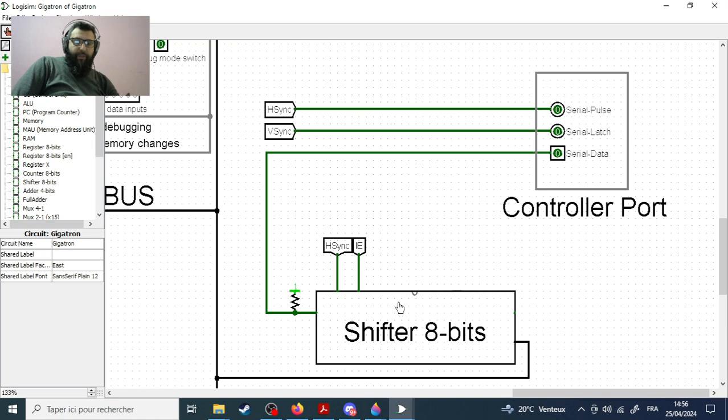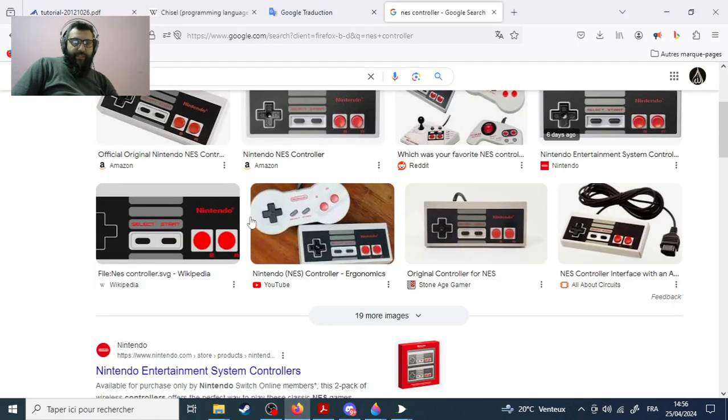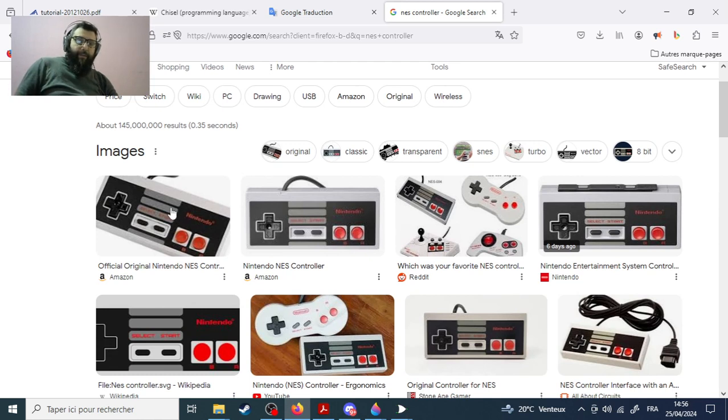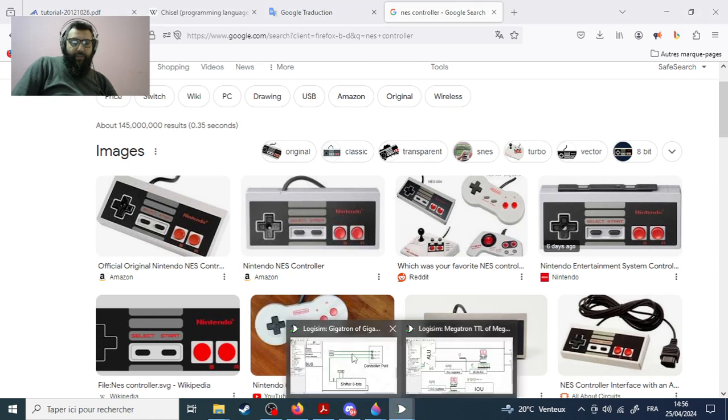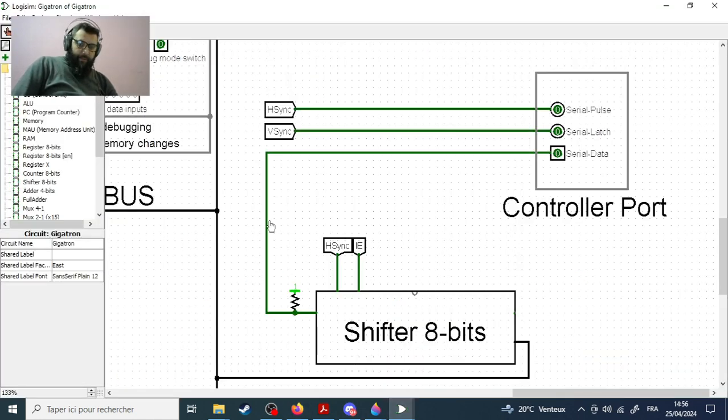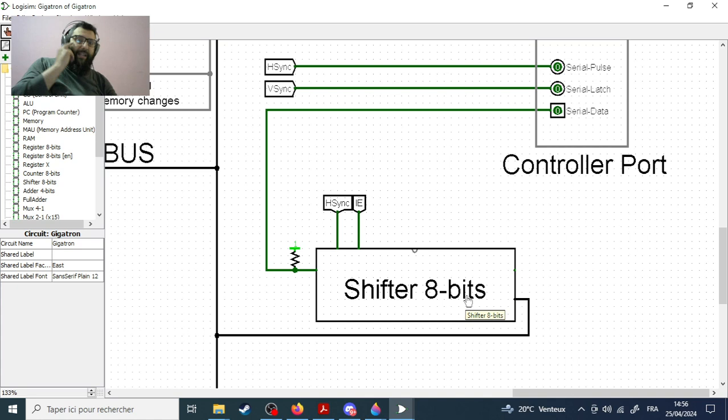The use of the shifter in Gigatron is in relation to the implementation of the controller. The controller communicates by sending the information one by one in serial. This way, the Gigatron uses a shifter to capture the signals coming from the controller device. Here too, we don't need to explain how it works. We will not use it. We use the shifter, and we add a way to add a keyboard to Megatron.